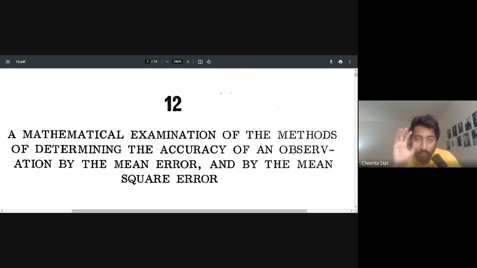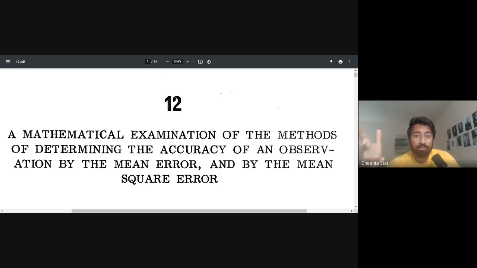It was 1920. Ronald Fisher, R.A. Fisher as we know him, stumbled upon the idea of sufficiency. In this paper, as you can see on the screen, a mathematical examination of the methods of determining the accuracy of an observation by the mean error and by the mean square error.